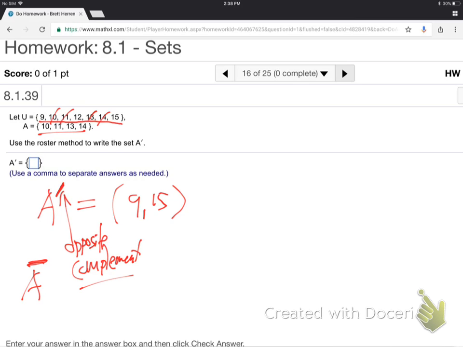What's that? 12. Oh, did I miss one? Oh, I missed one. Thank you. I'm going too quick. 12, yeah. Thank you. 9, 12, 15. I just missed the 12. Yeah, thank you. Everything not in A. Good?